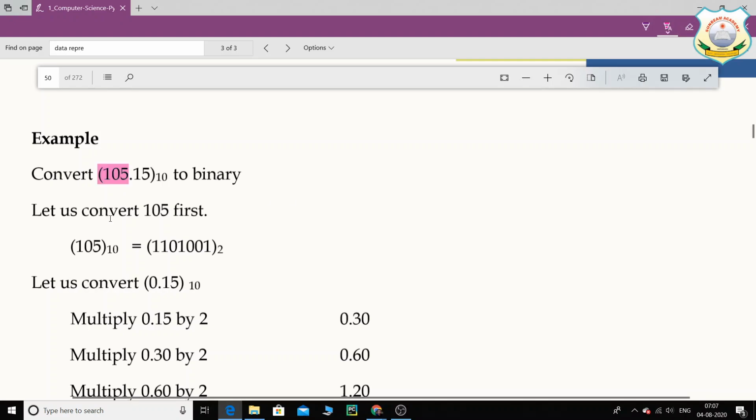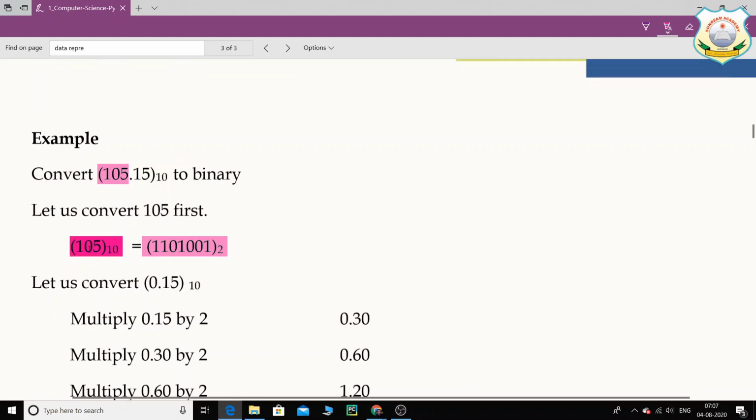Right, take the integer part, that is 105. And for 105, you know what is the procedure? The same decimal to binary procedure we are going to apply. That is, we are going to divide this by 2. And so they have just shown the answer for 105 straight away over here. Okay.